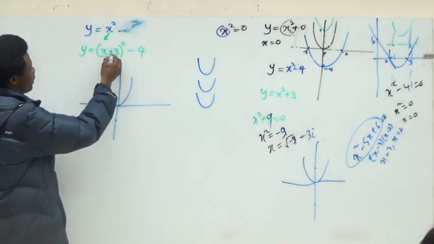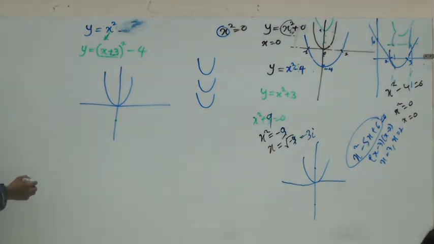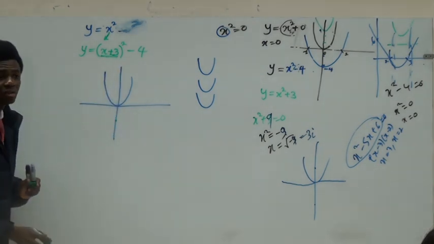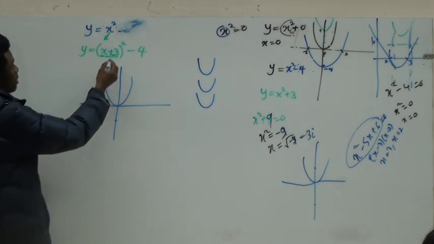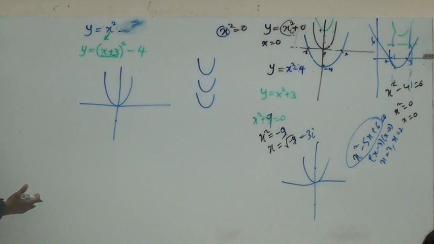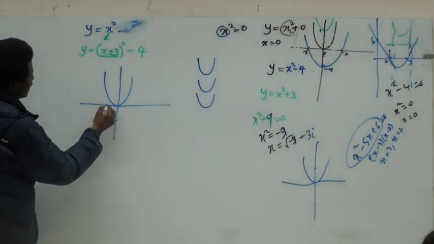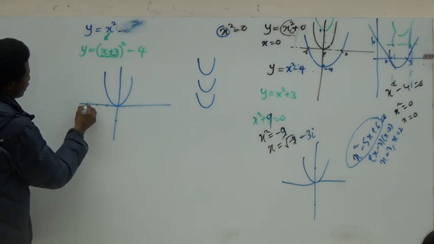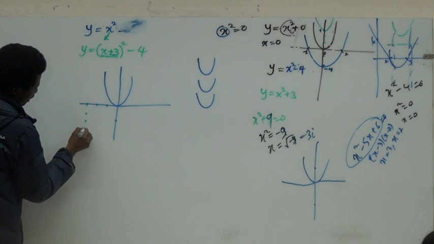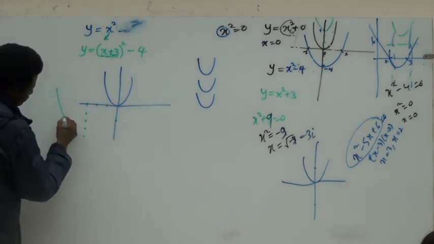However, plus 3 is the movement on the left. Plus is when it moves towards the left. The reason is because when we solve this, x is equal to minus 3. So x is equal to minus 3 means it's going to move 3 steps on this side. 1, 2, 3. It's going to move 4 steps below. 1, 2, 3, 4. So this same shape has come here now.